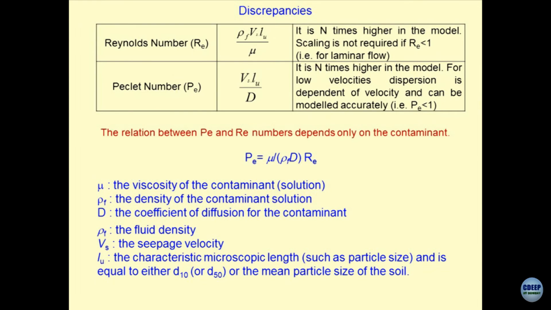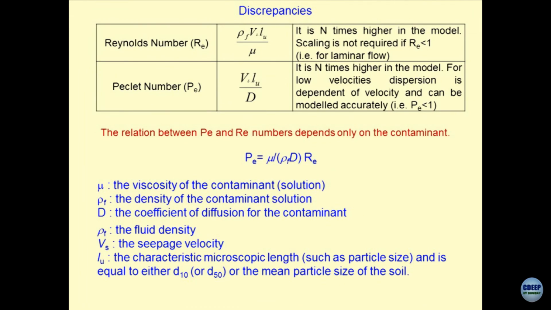Now, what I will show you is how this discrepancy was resolved. So, if I say that there is a relationship between Reynolds number and Peclet number, this can be proved, and I will show you how this was proved. So, mu is the viscosity of the contaminant in the solution form, rho f is the density of the contaminant, D is the diffusion coefficient of the contaminant, then the density of the fluid, seepage velocity, and Lu is the microscopic length such as the particle size, and normally we take it as D10 or D50 or the mean particle size of the soil.